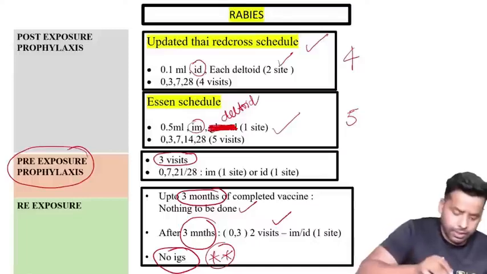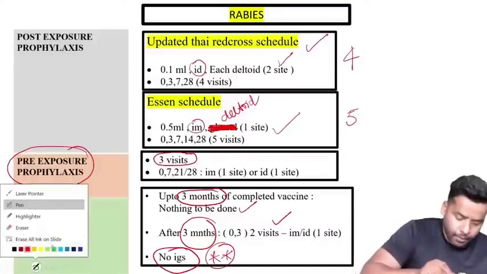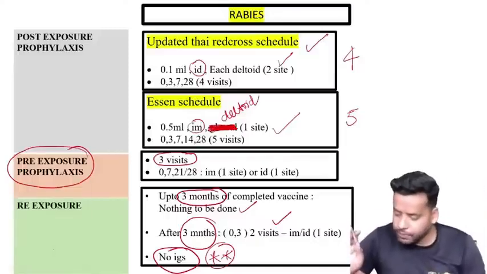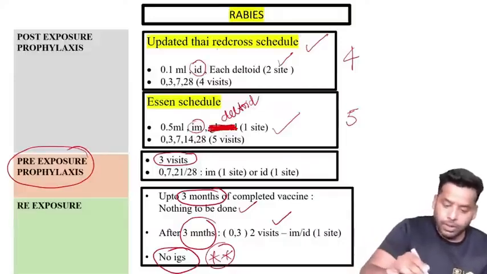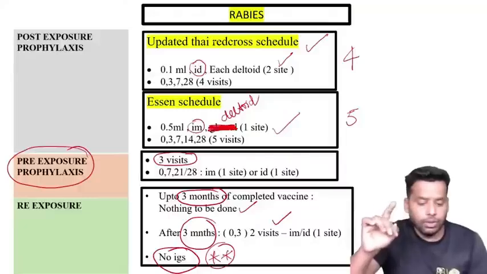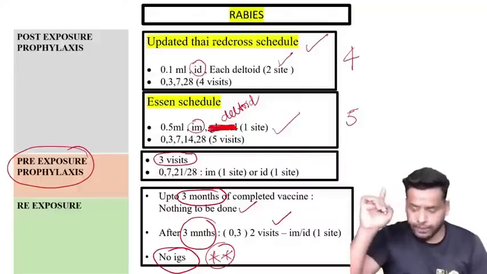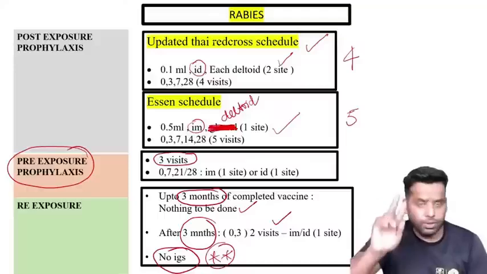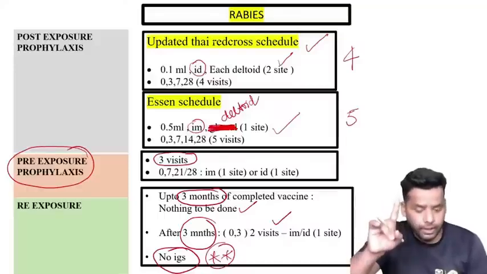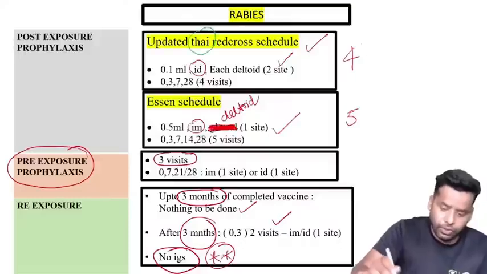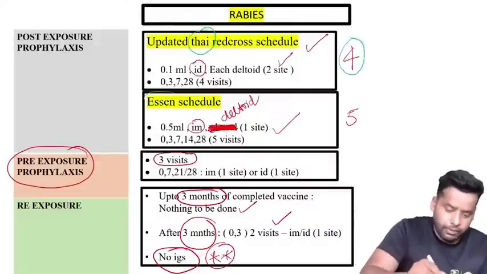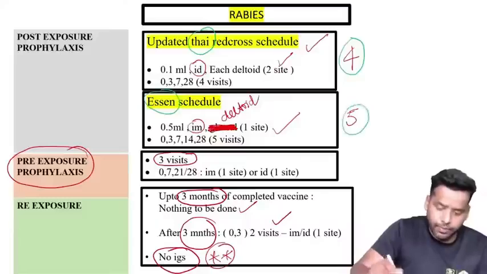Just I will summarize this. Listen now. It's very, very easy to remember. Only thigh schedule is 2 site, remaining all 1 site. And see the number of letters. Thigh 4 letters, 4 visits. SN 5 letters, 5 visits.